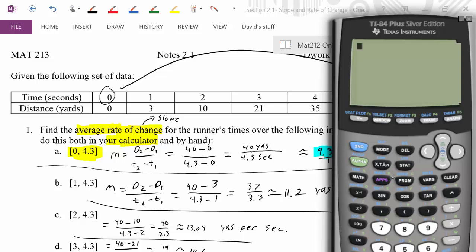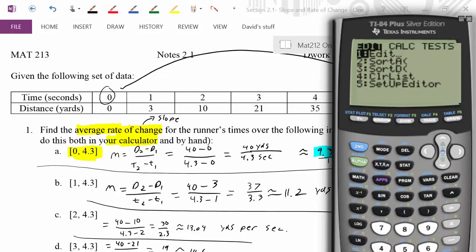So what we're going to go ahead and do is press the stat button, because all of this regression stuff lives in the stats world, the statistics world. Once you're in here, you can see right now we're in the screen that says Edit Calc Test. We're going to want to edit, because the first thing you have to do is enter your information.